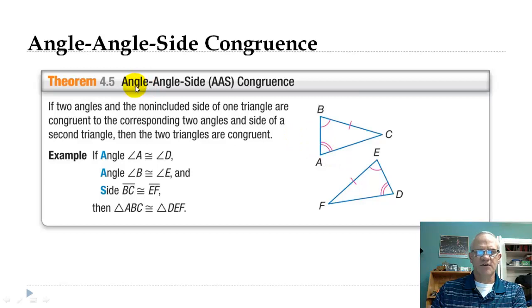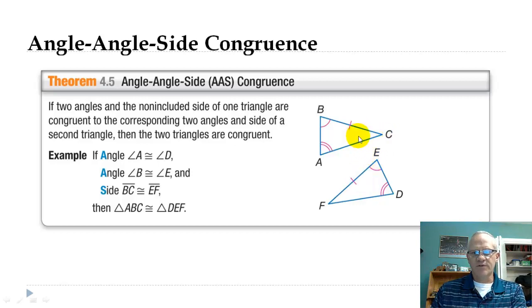So if you look here, it goes angle, angle, side. Think of going around the triangle basically in order. You're going from an angle to an angle and then a side. And if you look at this other triangle over here, what happens? We went from angle 2 to angle 1, and then we hit a side.